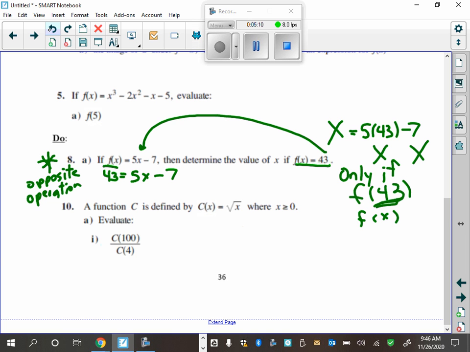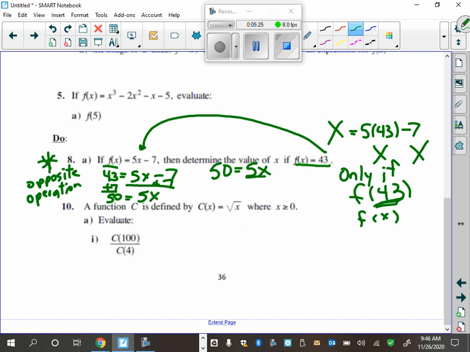I understand now. Okay, so you guys had a chance to do this. You add 7, you get 50 equals 5x. And now you divide by 5, divide by 5. So 10 equals x. 10 equals x.